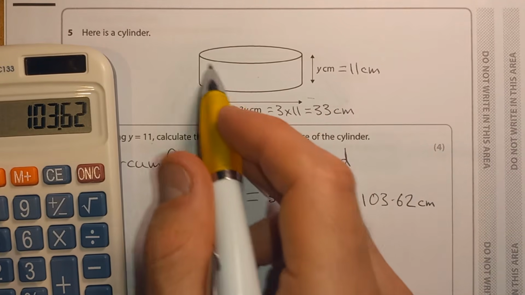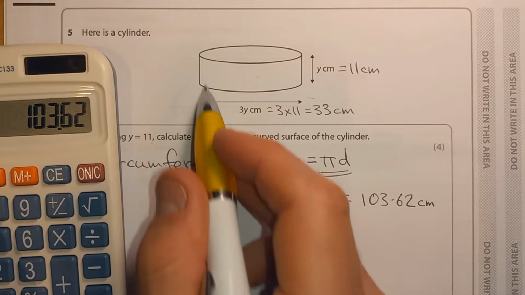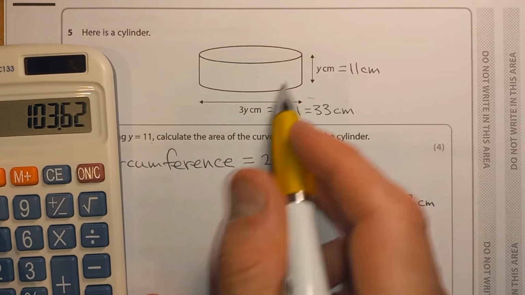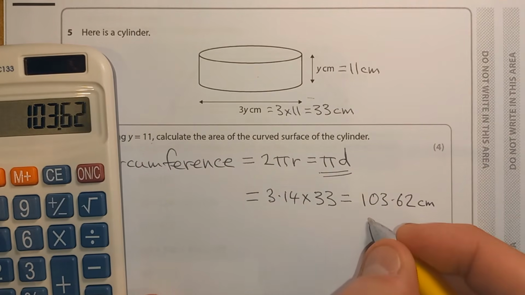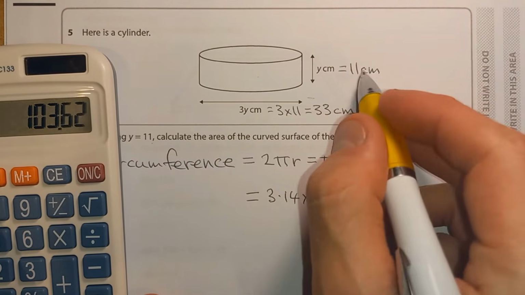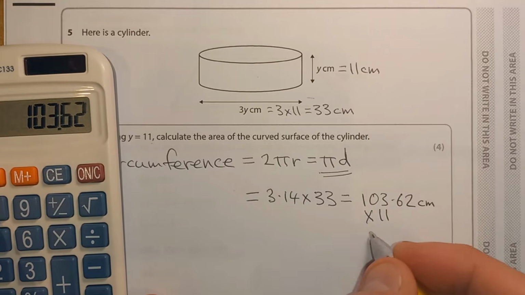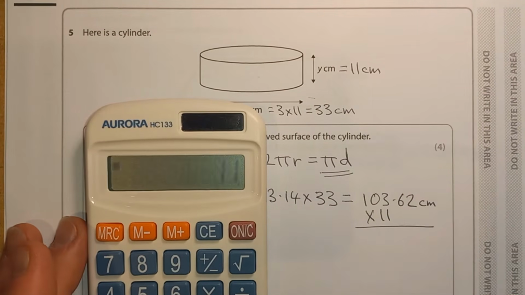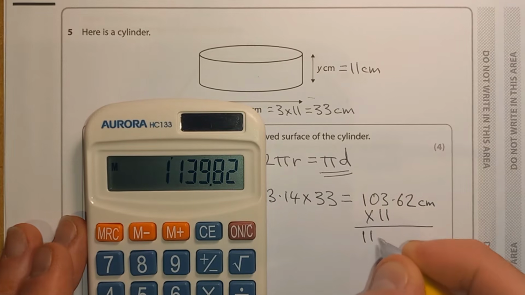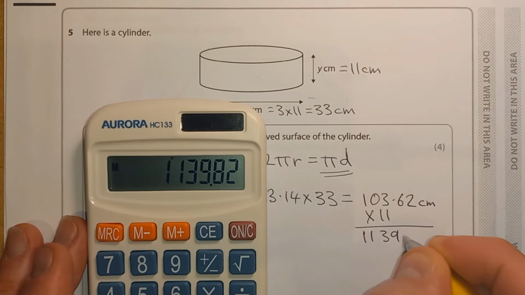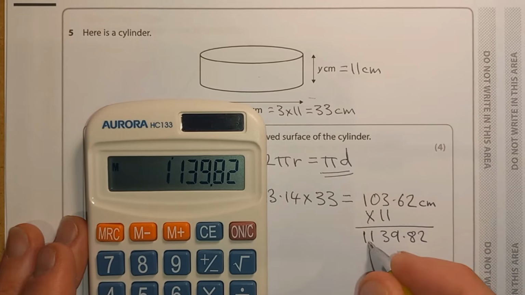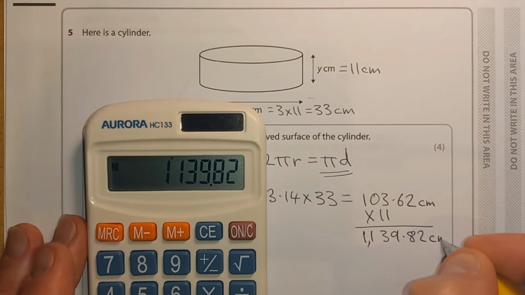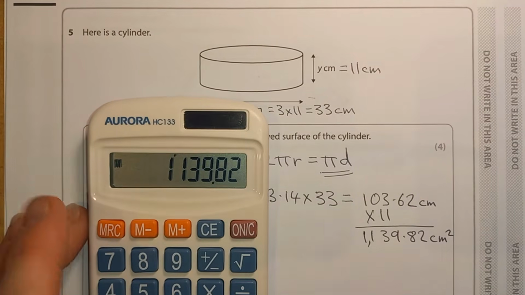Now that's the distance round. Now, because it's the area, we actually want to multiply it by this height, because we want to know, well, how wide is this sort of tape or whatever it is that's going round. So we're going to need to multiply this by the height, which is 11. Which gives us 1139.82, and its area, so it's centimetres squared.